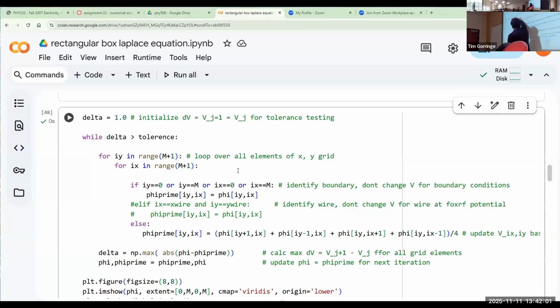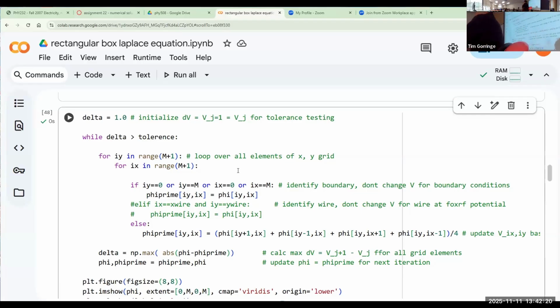And I'm going to go through this loop, right? I'm going to go through this loop, not a fixed number of times. I'm going to go through this loop until delta, the most that the potential is changing, is less than the tolerance.